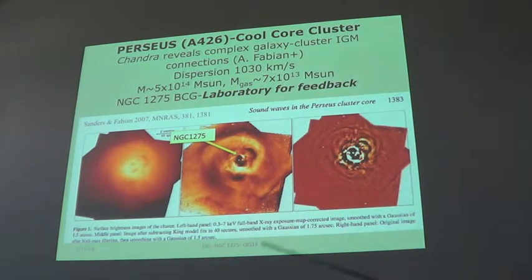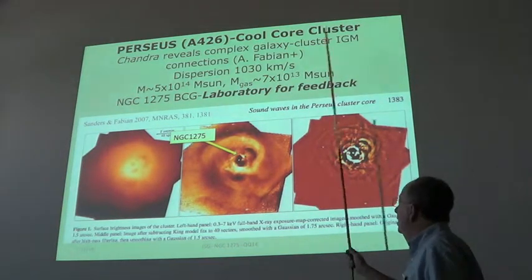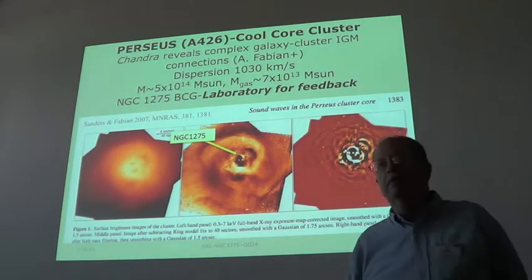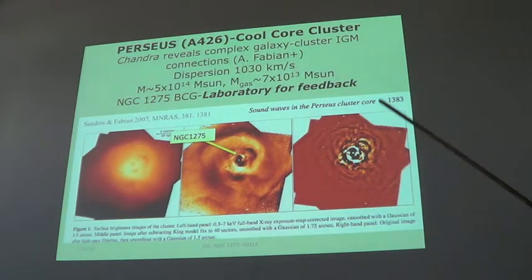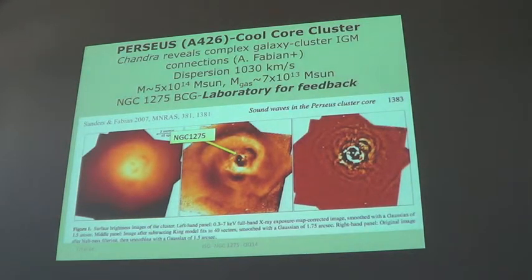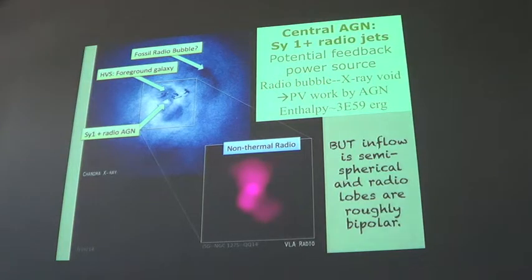The cluster has a dispersion of 1,000 kilometers a second. The mass of the cluster is probably on the order of 5 to 6 times 10^14 solar masses. The gas mass is 1/7 of that. And as the brightest and relatively nearby cluster galaxy, 1275 is a fantastic place to understand how galaxies interact and where their interstellar medium comes from with respect to a galaxy cluster.